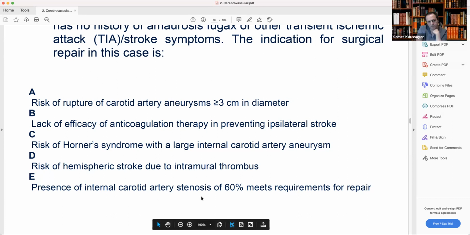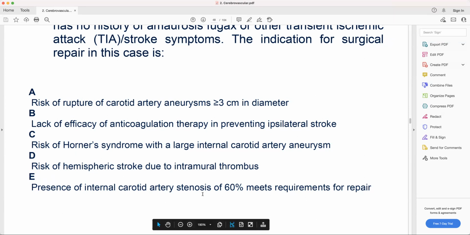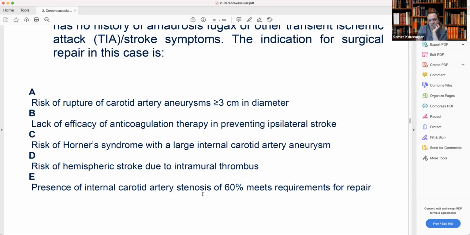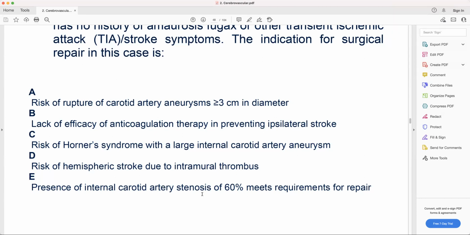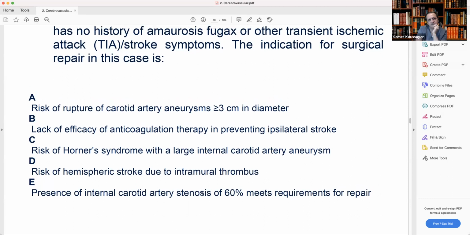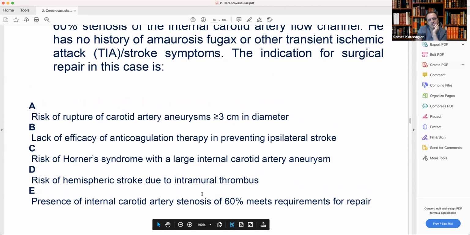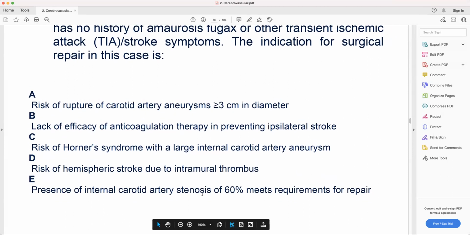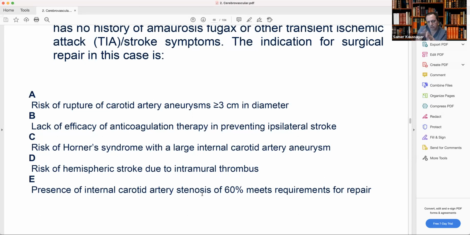Last one. Presence of internal carotid stenosis of 60% meets requirements for repair. No, I don't think this is the indication. The indication is aneurysm. It's a bit tricky, but it is straightforward. So always do the aneurysm to prevent stroke, not rupture. And again, unfortunately, we don't have a definite size. We go with double the size of the ICA, okay?